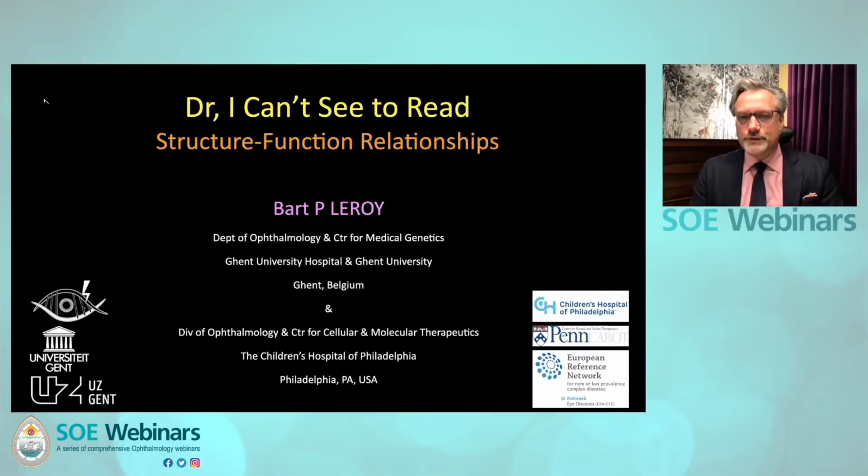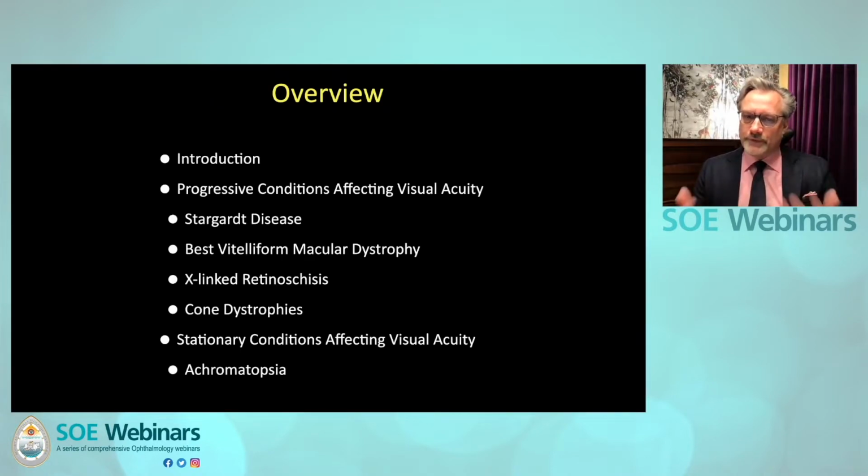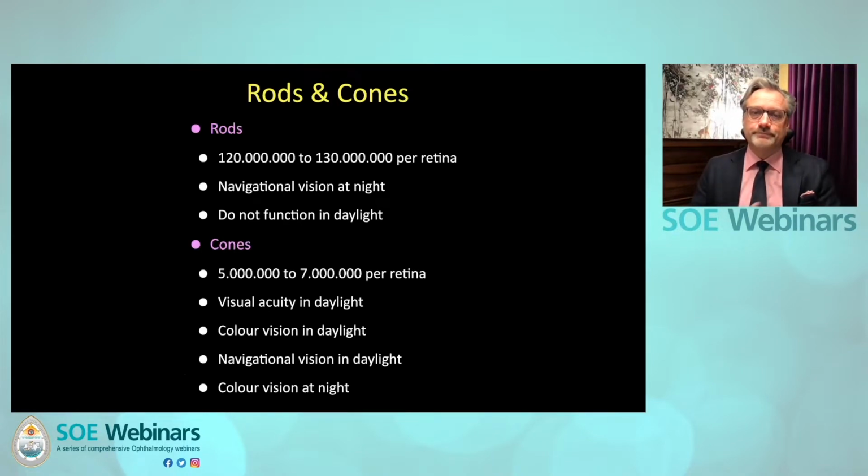Hi, everyone. My name is Bart Leroy. My brief is to talk to you about "I Can't See to Read," and then talk about structure-function relationships in disease affecting the central part of the retina. So this is the overview of what we're going to do. Obviously, in the space of 13 minutes, not every condition can be addressed. And so these are the conditions that I'll be zooming into, giving you, I hope, a good view of what is structure-function relationship in the central retina.